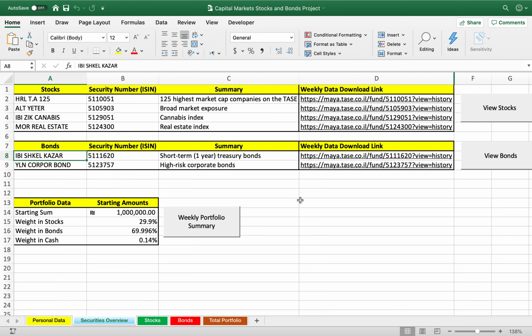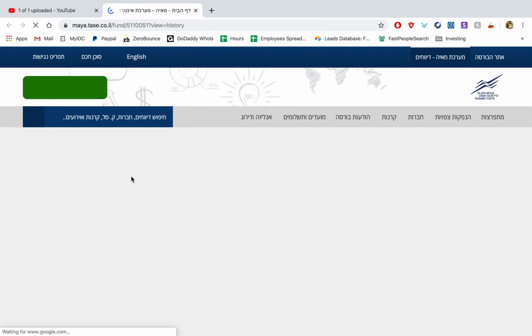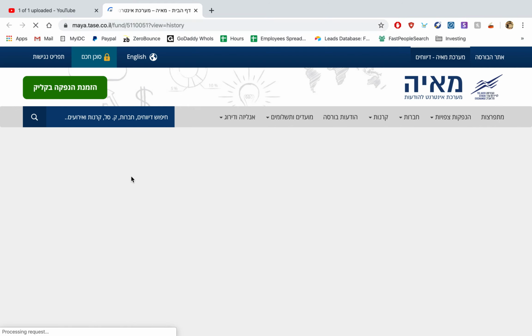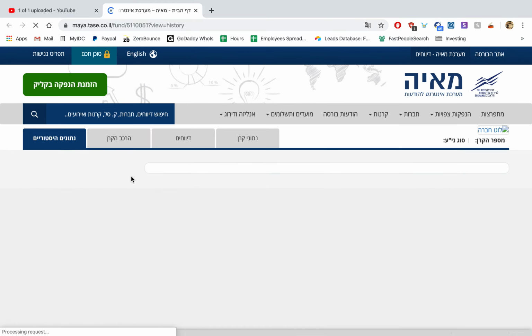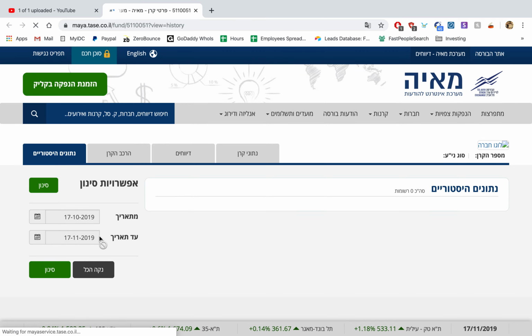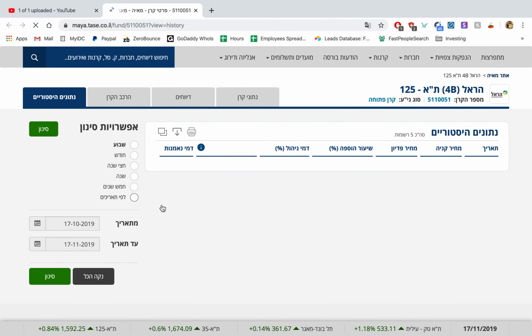And then in bonds, I went with a very safe short-term treasury bond mutual fund, and a very risky corporate bond. And like I mentioned in the last video, I put all of the links to my download pages for each asset, so that every week when I have to download, it's all right here, ready to go. It's loading very slowly, but this is it.